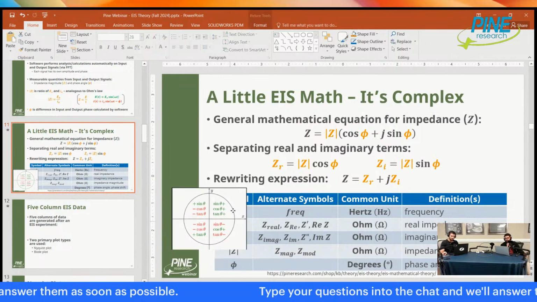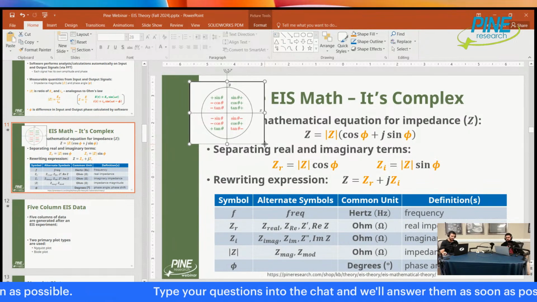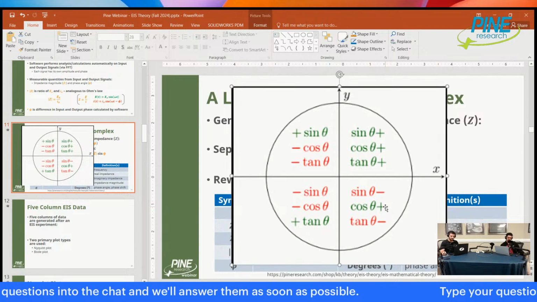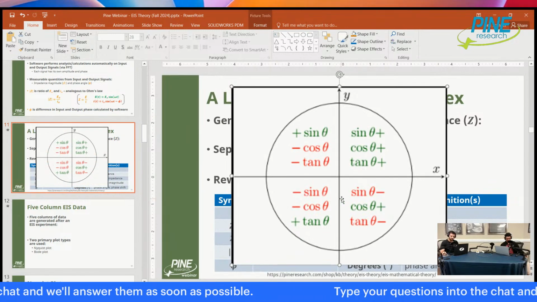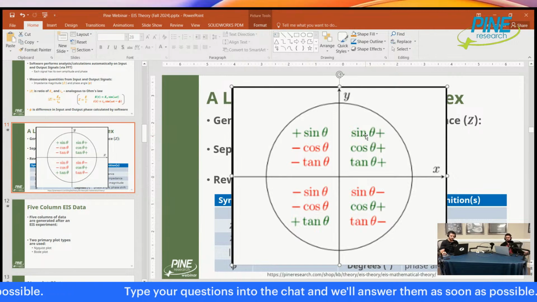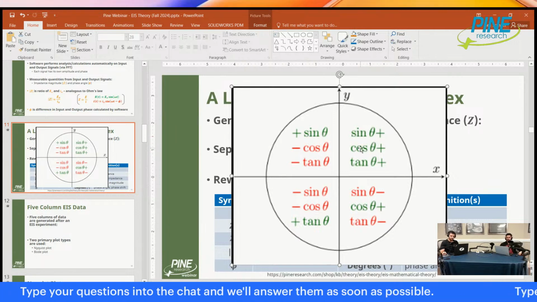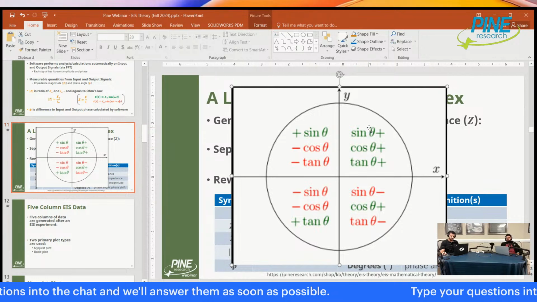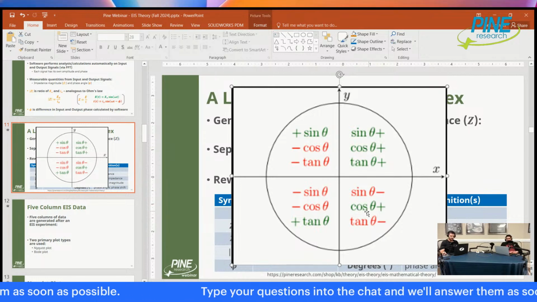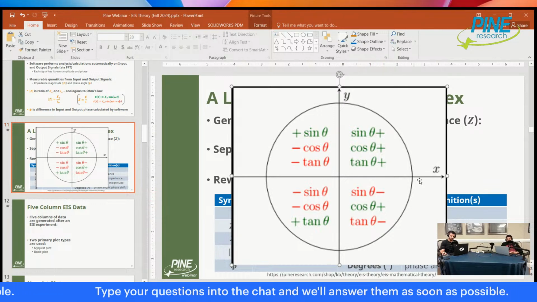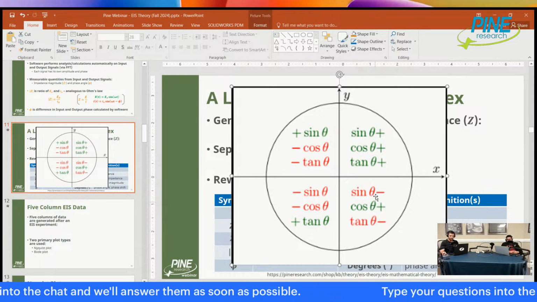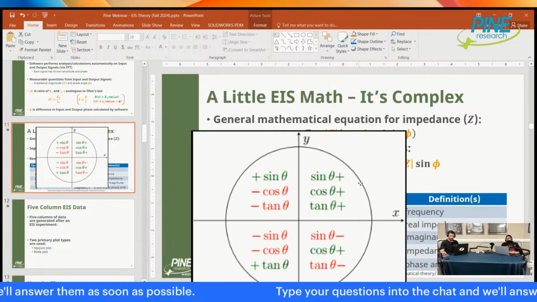That's it. This is probably something that you hopefully learned in high school maybe. If we look at sine and cosine in all four quadrants, in the first quadrant, sine and cosine are both positive numbers. But in the fourth quadrant, down here, cosine is positive, but sine is negative. This is where most of our phase angles end up. They end up down here. Okay.